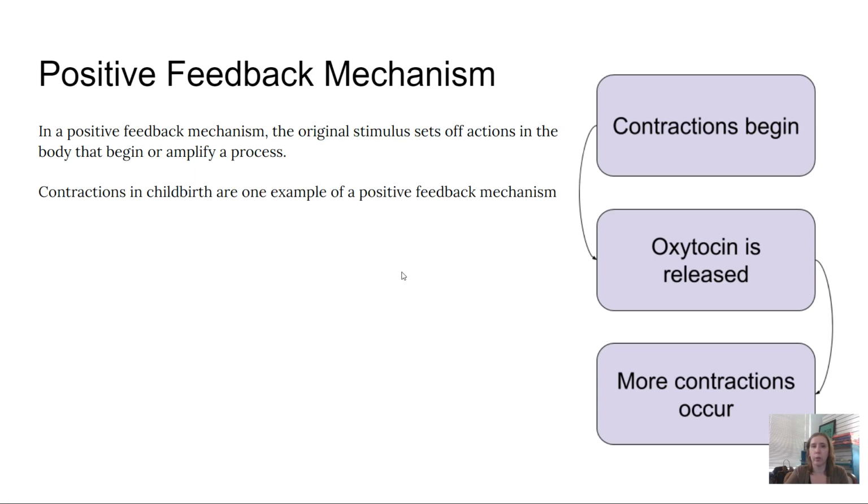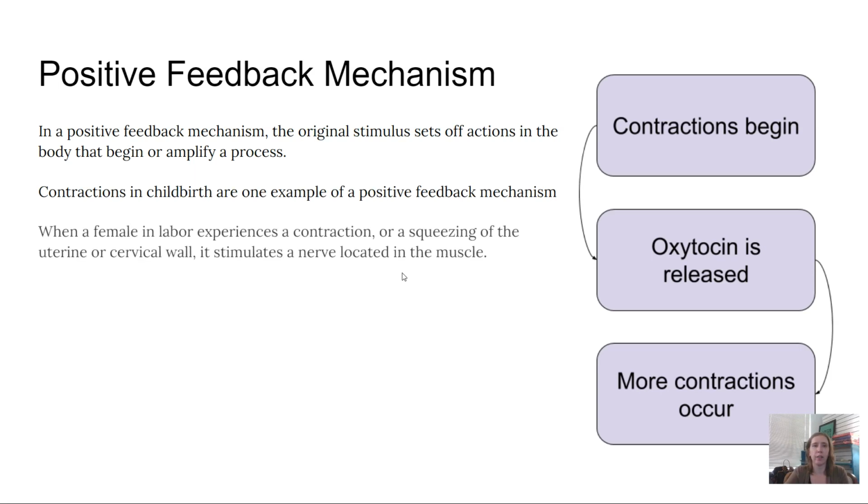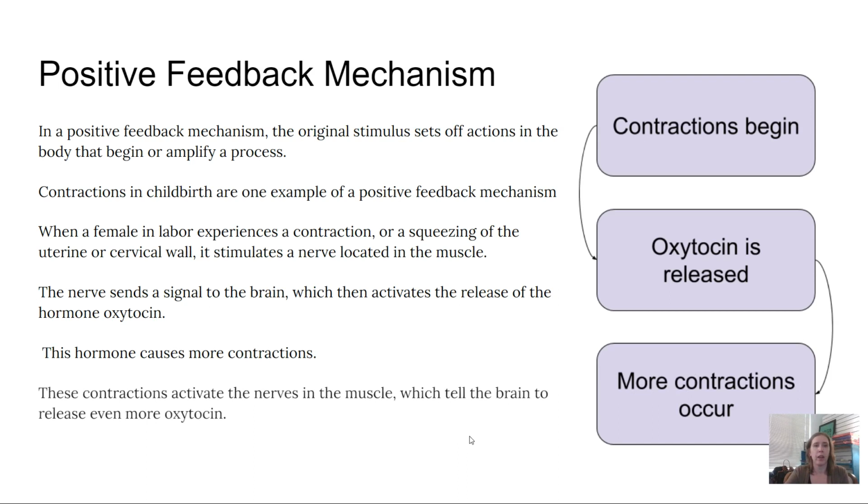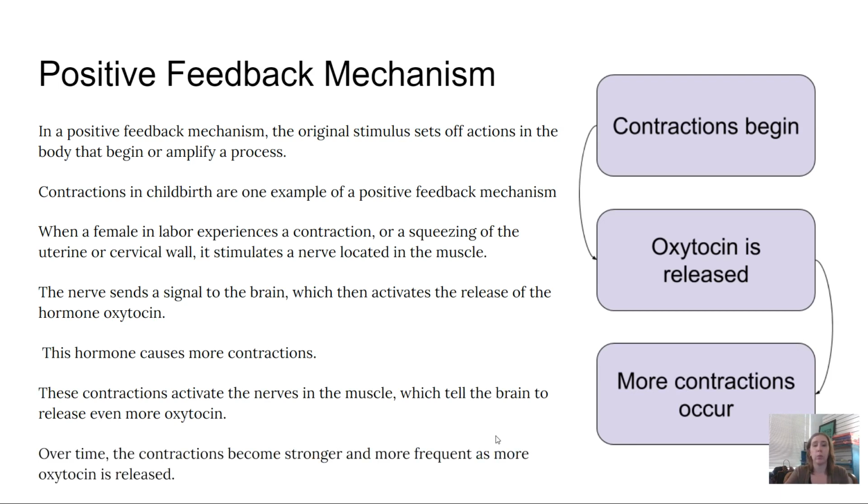Contractions in childbirth are one example of a positive feedback mechanism. When a female in labor experiences a contraction or squeezing of the uterine or cervical wall, it stimulates a nerve located in the muscle. The nerve sends a signal to the brain, which then activates the release of the hormone oxytocin. This hormone causes more contractions, and these contractions activate the nerves in the muscle, which tell the brain to release even more oxytocin. So over time, the contractions become stronger and more frequent as more oxytocin is released.